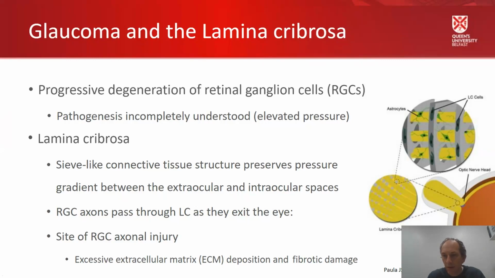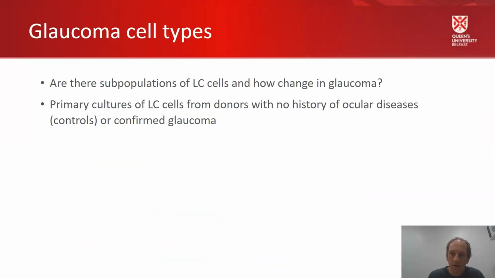So there's some evidence to suggest that part of the pathology is an increase in extracellular matrix deposition by the lamina cribrosa cells, which are indicated just in the top right of the cartoon diagram there. It's possible to grow these cells in culture. So what we asked was, are there subpopulations of lamina cribrosa cells, and how do they change in glaucoma? Primary cultures were prepared of lamina cribrosa cells from donors without ocular disease and those with glaucoma.